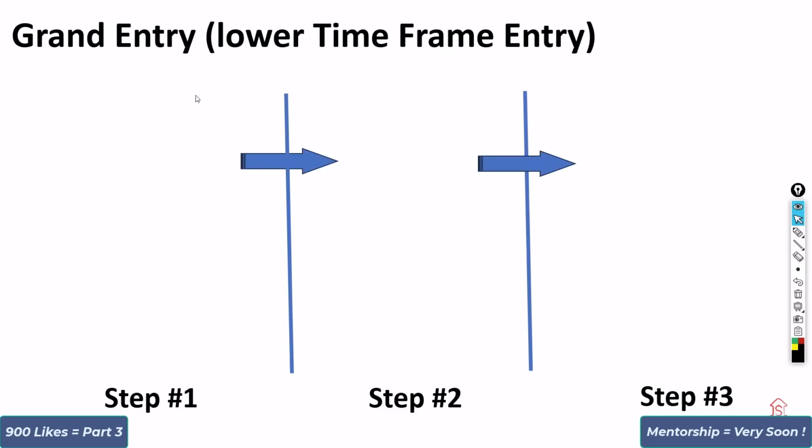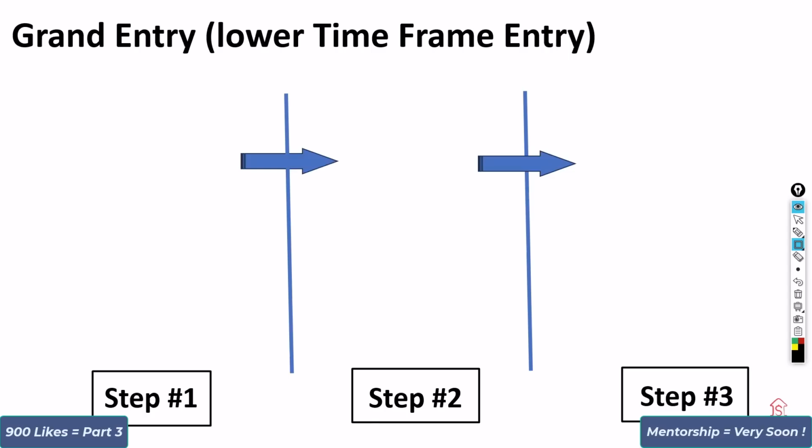Okay, now it's time to learn how to have a very precise entry at the lower time frame. I call this grand entry. You can call it whatever you want, it doesn't matter. As you can see, it has 3 steps. You can apply these 3 steps to any of the setups you will learn in this advanced market structure episode. It's not always about QM. In this example, I'm showing you the QM, all right?